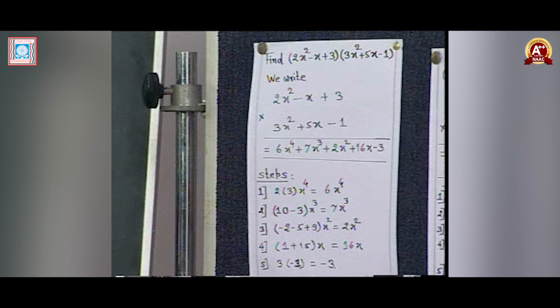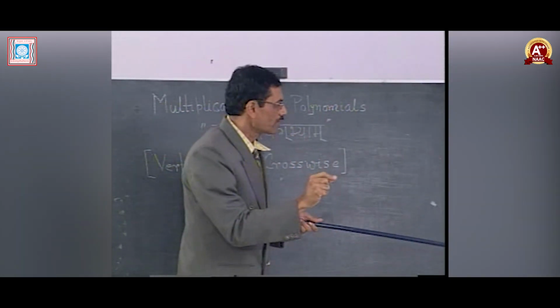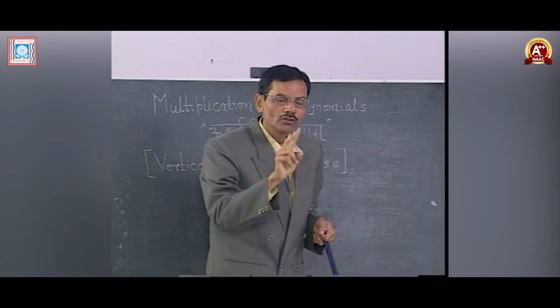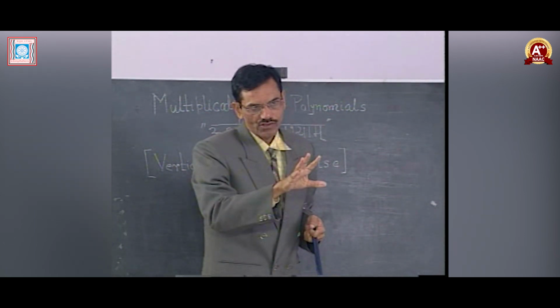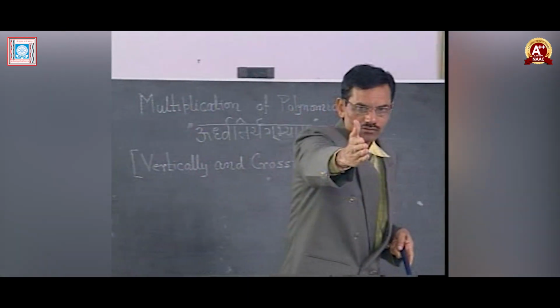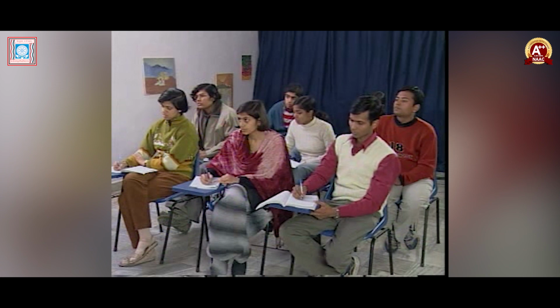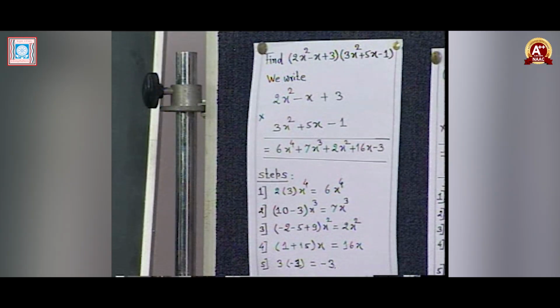Again a similar example, 3 terms. 3 terms means we will have 5 steps, 2 vertical multiplications and 3 crosses. Give the first answer from left to right. So 2 into 3 is equal to 6, and x square into x square will be 6x to the power 4.